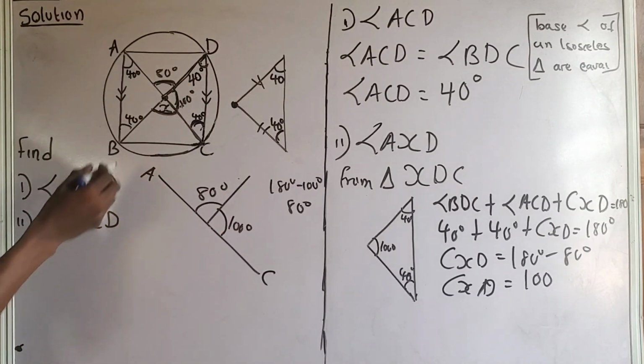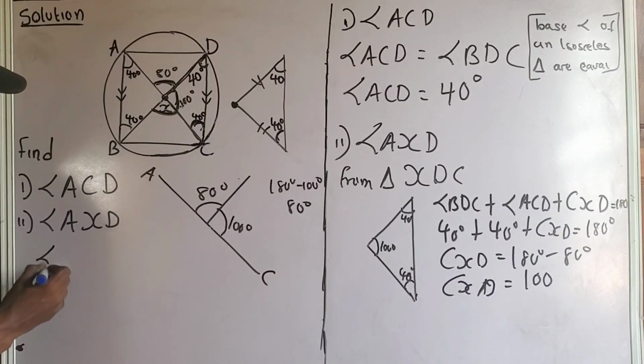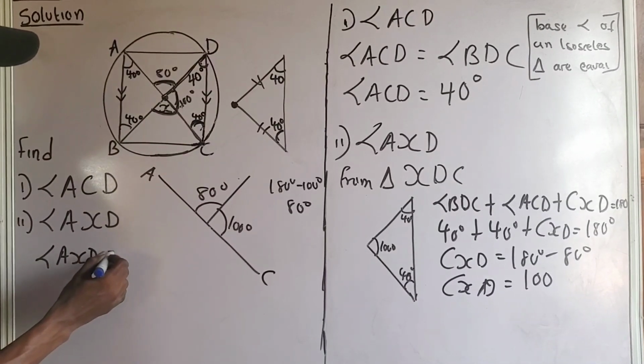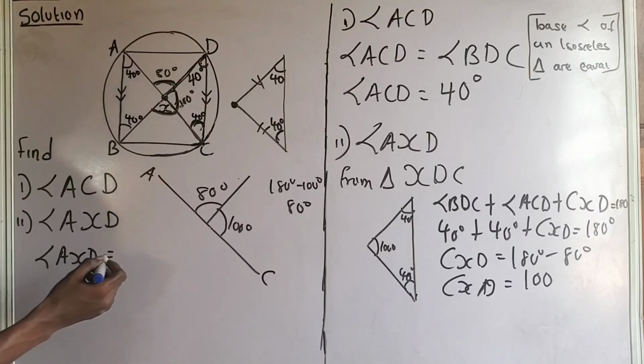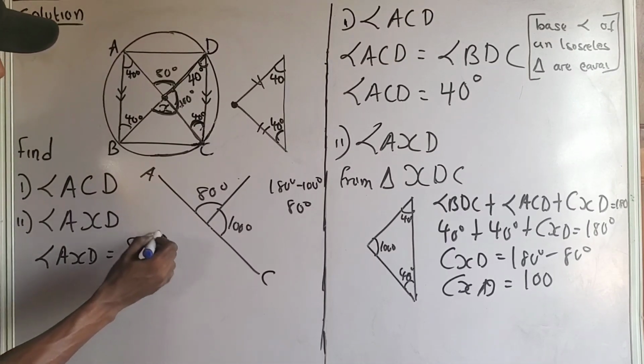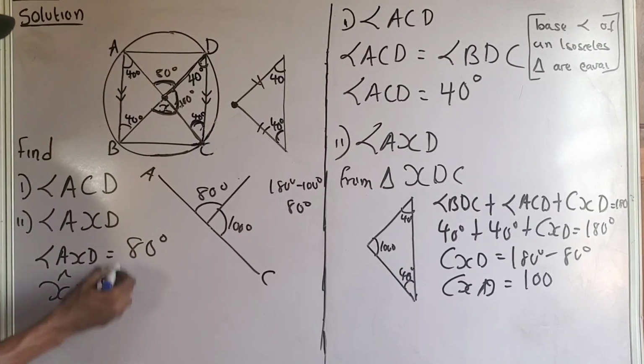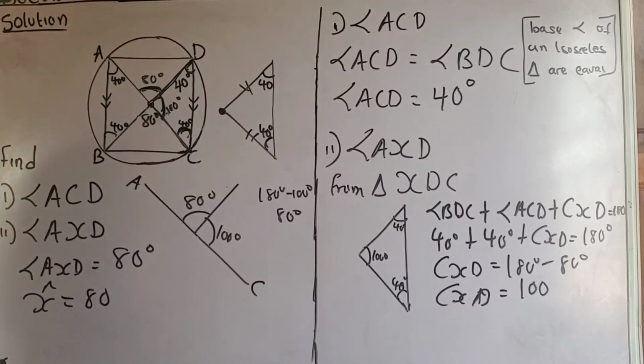Do you understand? So angle AXD is equal to 80 degrees. Vertically opposite angles are equal. Are you getting it? X is 80 degrees. You can see that it's simple. So angle AXD is what? 80 degrees. Are you getting it?